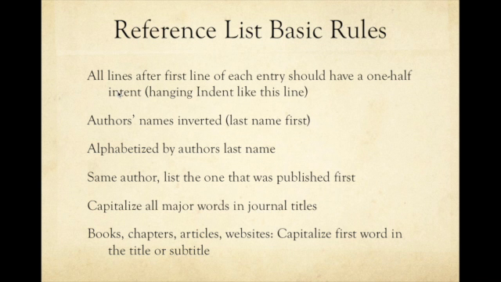The author's names are inverted, so you're going to have the last name, comma, the first initial, period. It should be alphabetized by author's last name. So it goes in order, starting with A, ending with Z. If it's the same author, you list the one that is published first. You capitalize all major words in journal titles, and for books, chapters, articles, and websites, they capitalize the first word in the title or subtitle. So I'm just going to show you some quick examples of that.